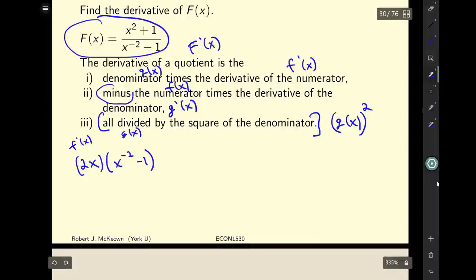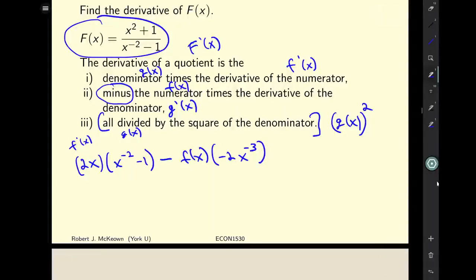The next part of my recipe is minus, so I'm going to subtract the numerator, that's f of x, multiplied by the derivative of the denominator. And so what's the derivative of the denominator? Well, I apply the power rule to the denominator, and I get negative 2x to the power of negative 3. And I don't just want to write f of x there. I actually want to write in what it is in our specific example. So I've got f of x, and then here I've got g prime of x.